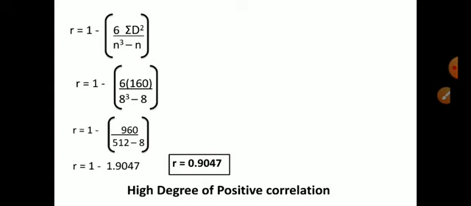0.9047. 0.9, that too in positive, represents what? The R value represents a high degree of positive correlation. Okay, one more type of problem we'll be getting, a simple one for 5 marks.